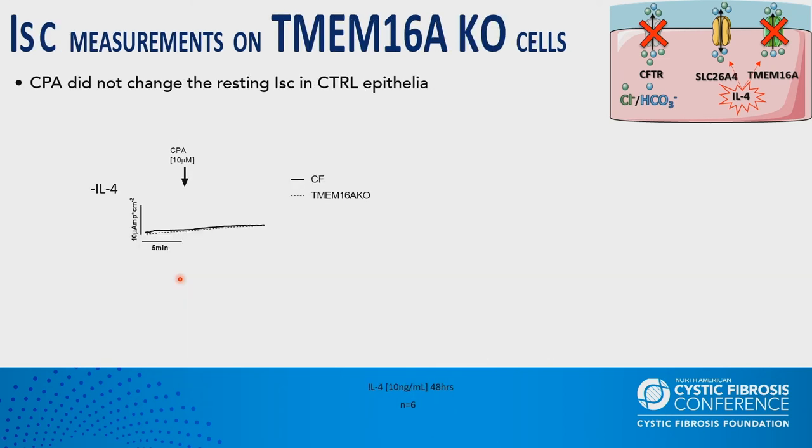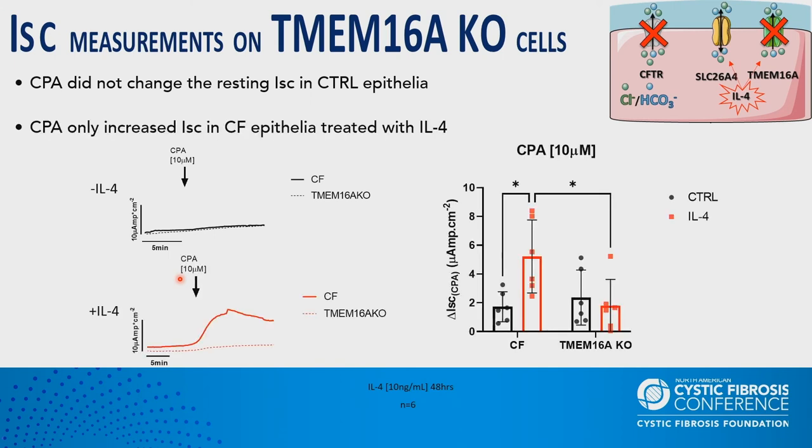So I tested CPA also in short circuit current, and under normal condition, CPA did not induce any short circuit current. And in inflammatory condition, CPA was able to increase chloride secretion only in parental cells, not in TMEM16A knockout cells, showing that it was TMEM16A dependent.